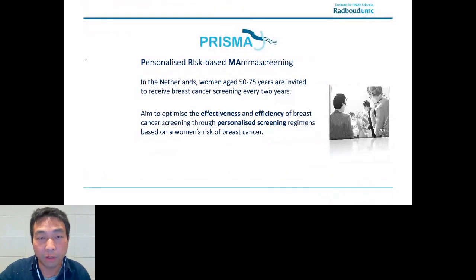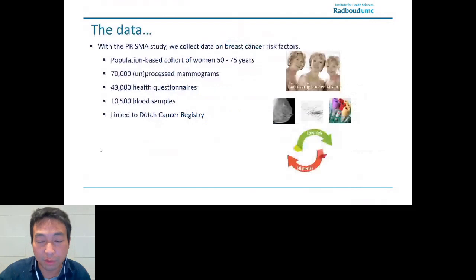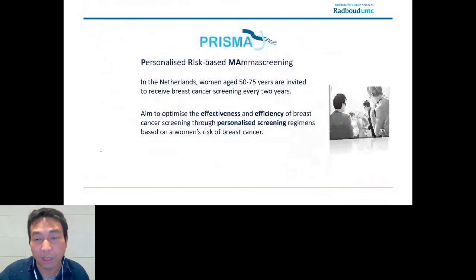Let me briefly give some background information on PRISMA. PRISMA stands for Personalized Risk-Based Mammography Screening. In the Netherlands, women aged 50 to 75 years are invited to receive breast cancer screening every 2 years. So the study aims to optimize the effectiveness and efficiency of breast cancer screening through personalized screening regimens based on women's risk of breast cancer.